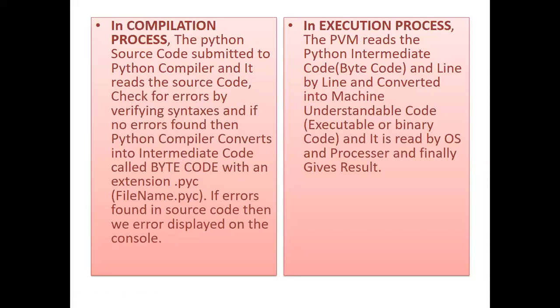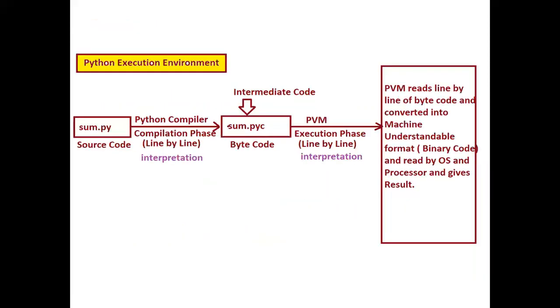In case an error is found in the source code, the error will be displayed on the console. If I have saved this file as sum.py, then in the compilation process it will read the source code line by line and, if no error is found, convert it into the bytecode with the extension, that is, sum.pyc. This is an internal process.